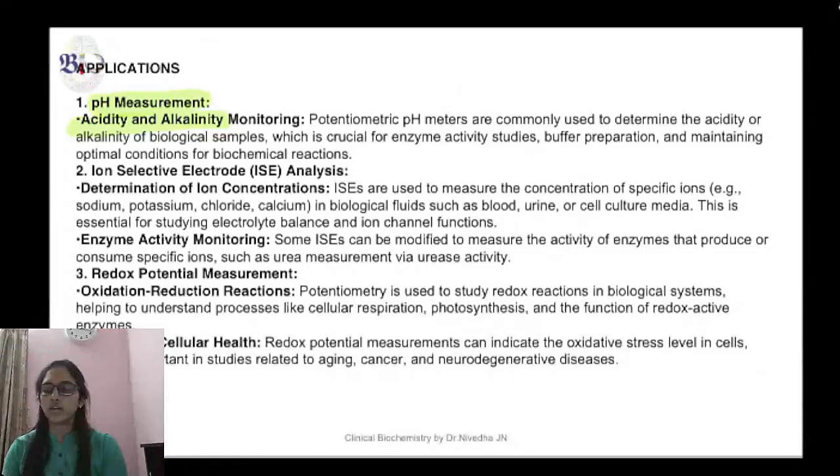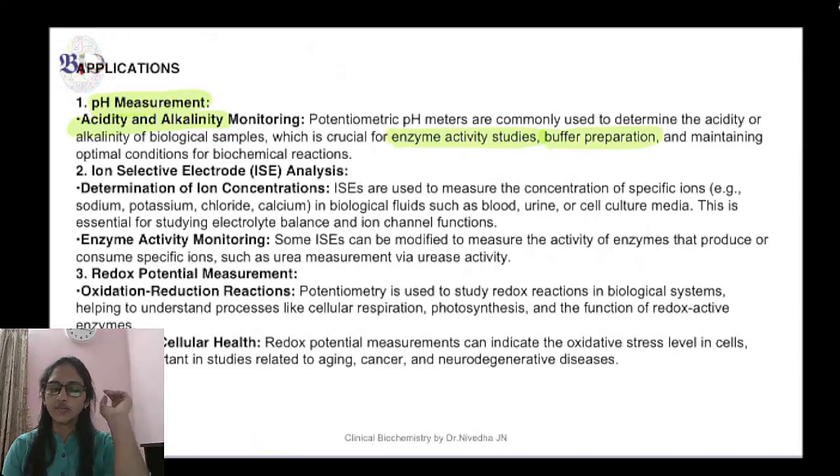potentiometry method. It is necessary for buffers and enzyme activity studies, and also for buffer preparation. For example, in the electrophoresis procedure for serum protein electrophoresis, the buffer should have a pH of about 8.6.